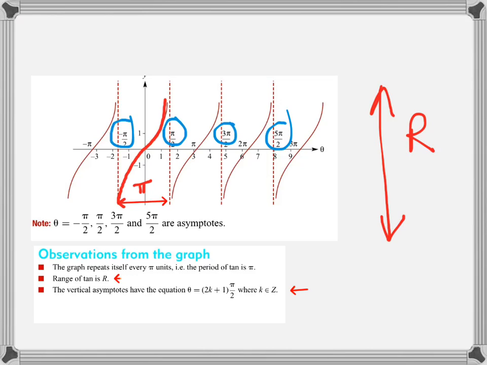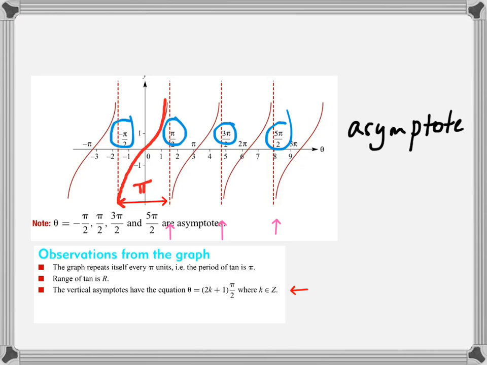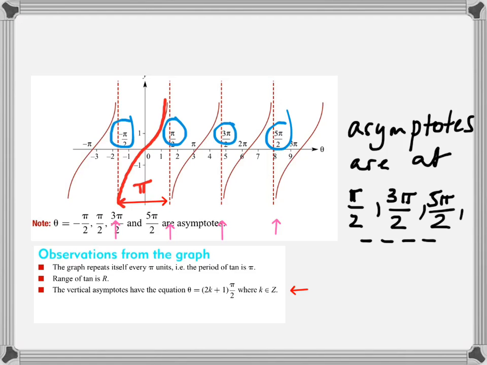Now the third point, where the vertical asymptotes occur. This is a pretty weird looking formula, so I wouldn't get too stressed about it, but I'm going to explain it to you. Basically the way I think about this is, the asymptotes are at pi on 2, 3 pi on 2, 5 pi on 2, and of course backwards the other way, so that would be minus pi on 2, minus 3 pi on 2, minus 5 pi on 2, etc.